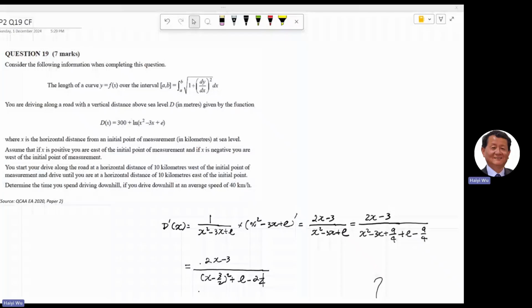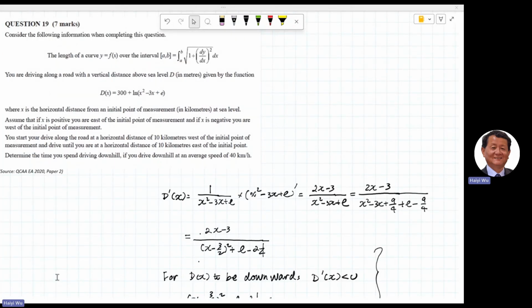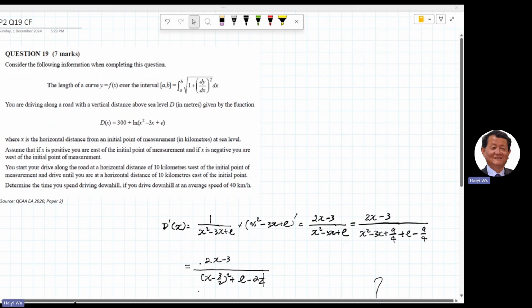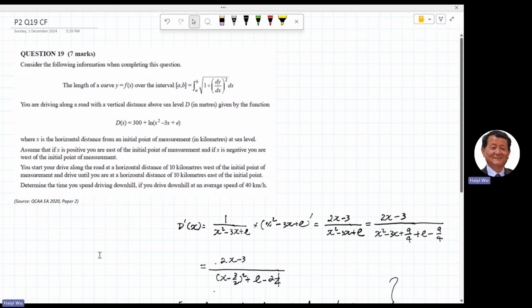Hello again. So today we're going to do a technology active question for Methods, QCAA external assessments, 2022, Paper 2. Given the length of a curve, we are using this formula: from interval A to B, it is determined by this integral.